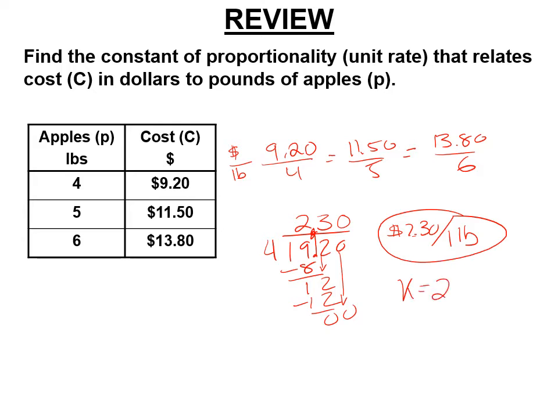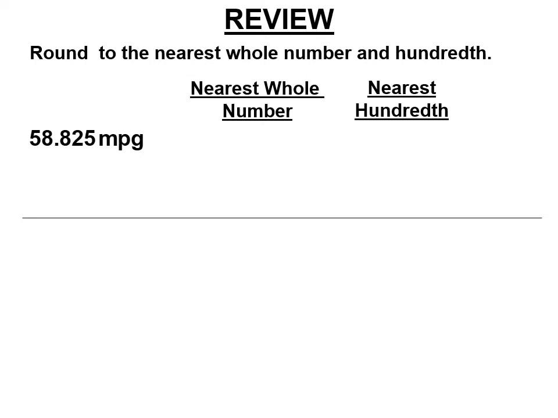For K, I would just write 2.3. For K, it's not money, it's a number. So we're just going to write 2.3. But the unit rate would be $2.30 per pound. For constant proportionality, I want a number. For a unit rate, although they are the same basic concept, I want the units, dollars per pound, $2.30 for 1 pound. Round to the nearest whole number and hundredths.